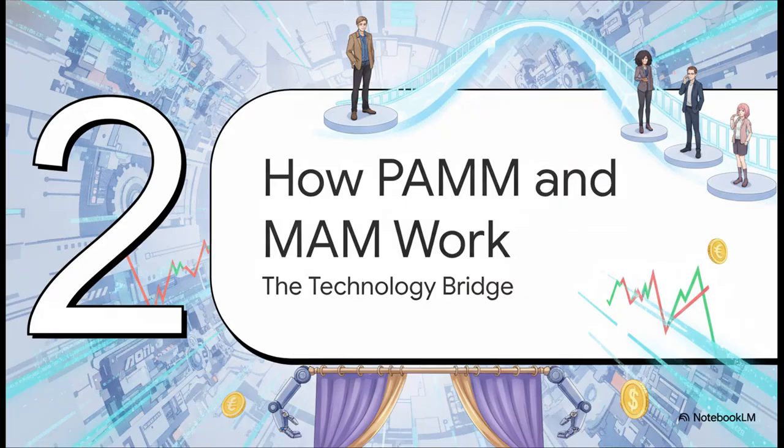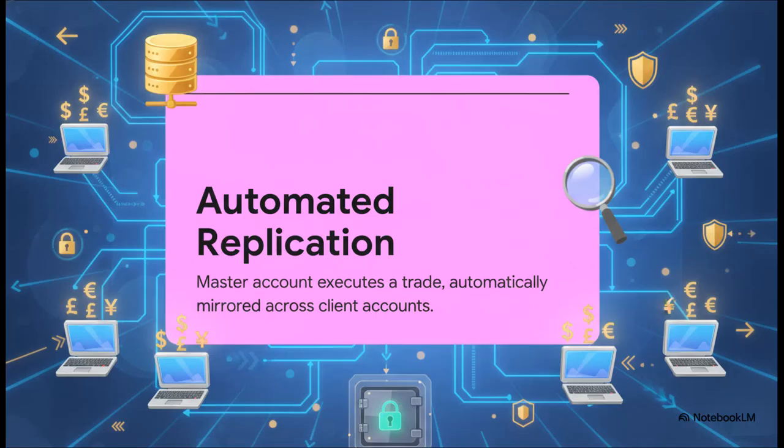Moving right along to Phase 2, how PAM and MAM work. Consider this the technology bridge. Let's pull back the curtain on how one expert actually manages multiple retail investors at once. The engine driving this whole operation is called automated replication. It's a brilliant system that allows a master account to execute a trade that instantly mirrors across all connected client accounts in real time based on their equity ratio.